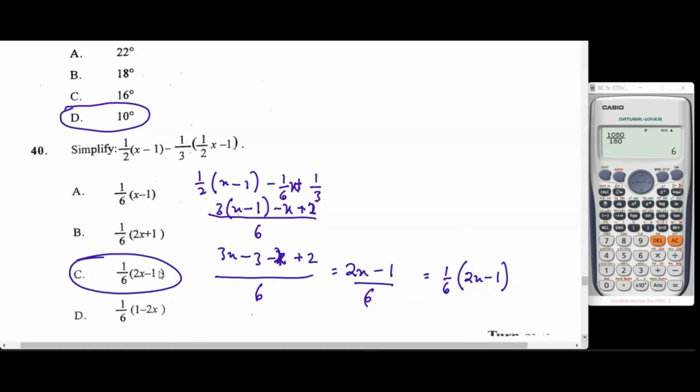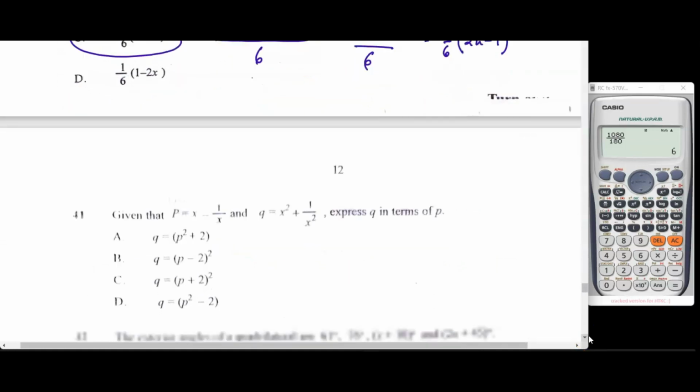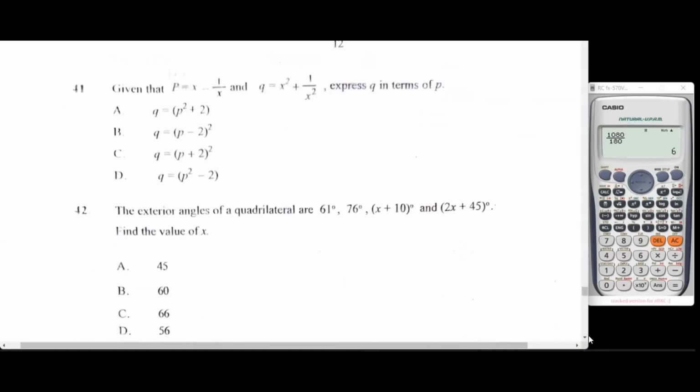Let's go to question number 41. It says that given that P is equal to x minus 1 over x and Q equal to x squared plus 1 over x squared, express Q in terms of P. So we have to write an expression which has only Q and P.